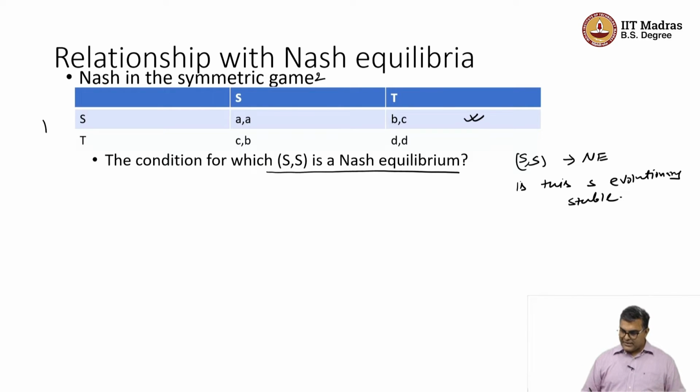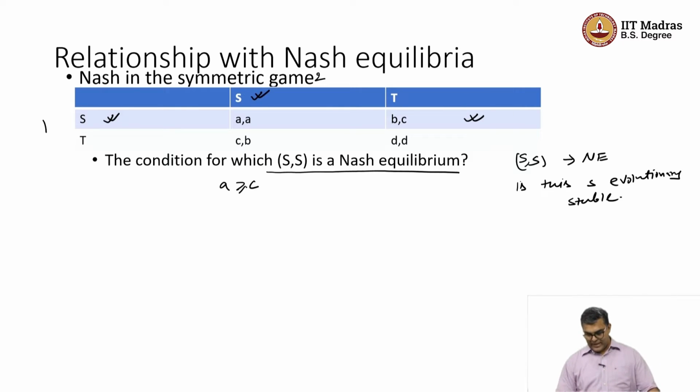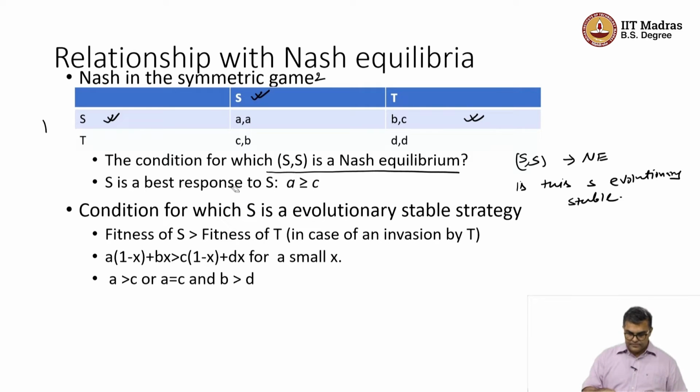So, when do we get S comma S as a Nash equilibrium? To get S comma S as a Nash equilibrium, S has to be the best response to S for both the players. So, when player 2 is playing S, player 1 has these two options S and T. S is the best response when A is greater than or equal to C, otherwise S cannot be the best response. Let me write it here: S is a best response, so A has to be greater than or equal to C.